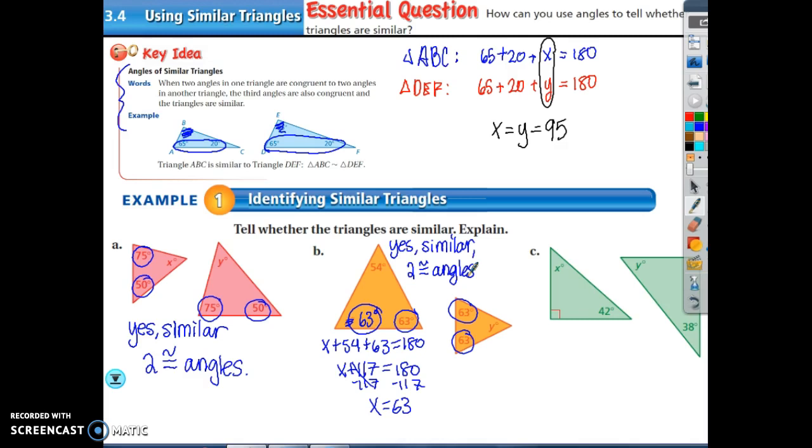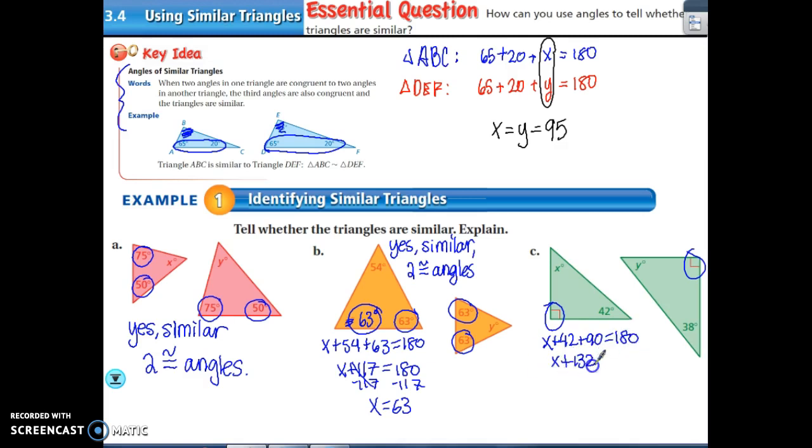In example C, we'll go ahead and repeat this process. I see only the right angle that is congruent in both triangles, but the 42 doesn't match the 38, so I need to do a little bit of work to go ahead and find that third angle and see if it matches. So in the first triangle, in example C, I'll start with X, I'll add 42, and then I'll add 90, and I know that has to equal 180 degrees. So X plus 132 equals 180. And subtracting 132 from both sides, I find out that X has to equal 48. So this third angle has to equal 48 degrees.